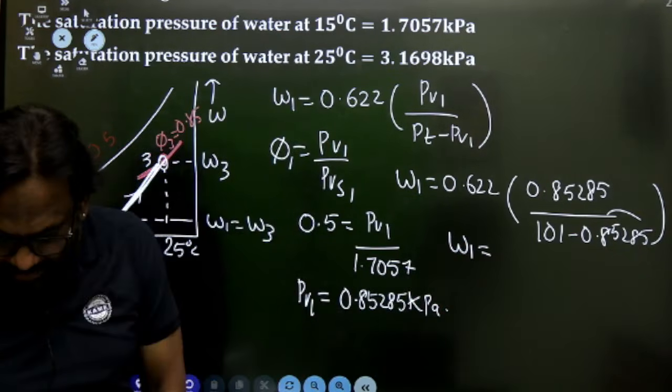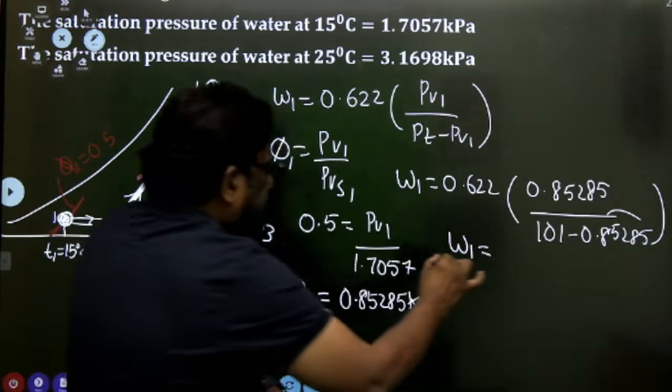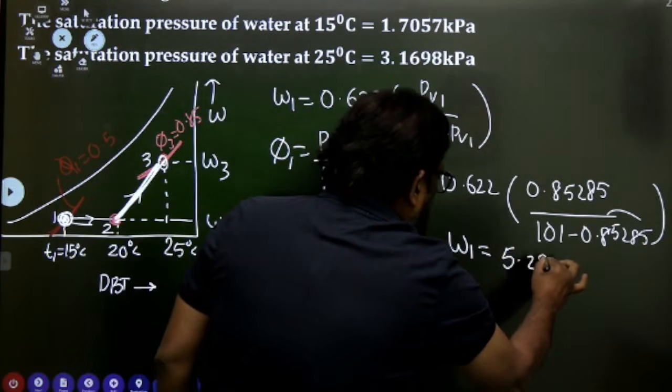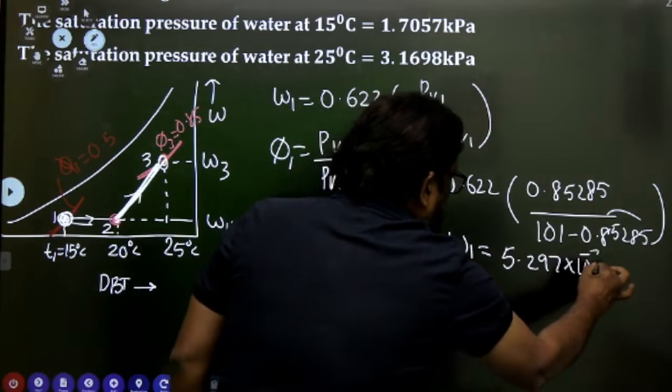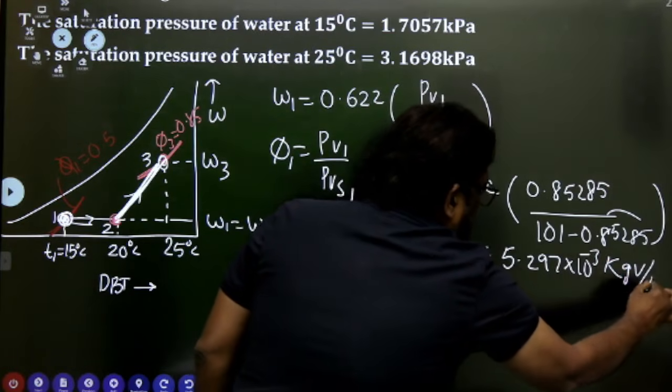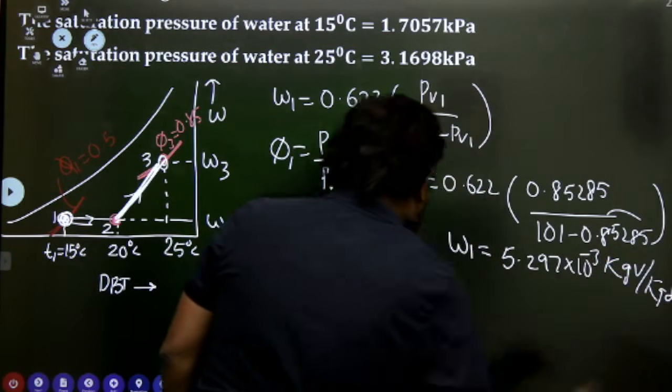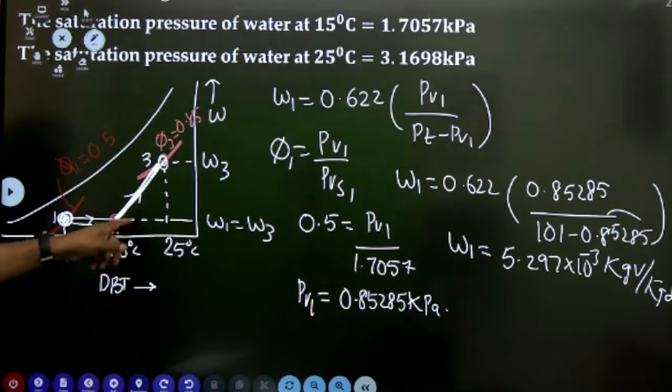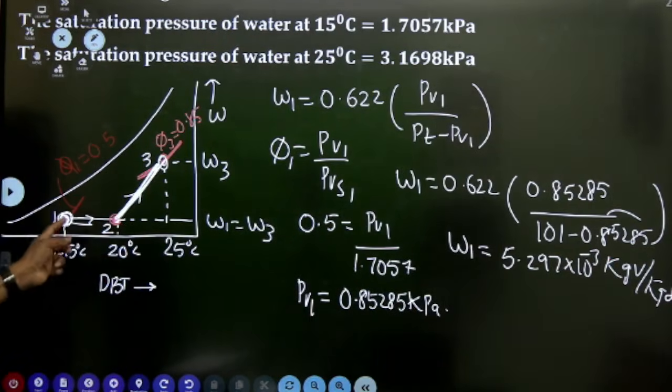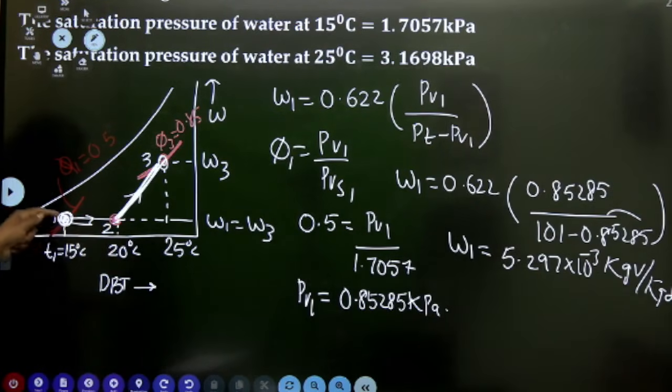So from here I will calculate omega 1. If we calculate, it comes to 5.297 into 10 raised to minus 3. What will be the unit of omega? kg vapor per kg dry air. Now let's calculate omega 2. No need to calculate omega 2 because omega 1 and omega 2 are the same, because it is sensible heating.